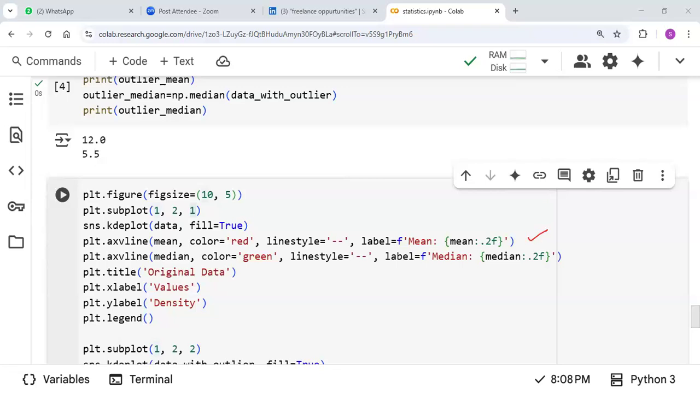Similarly, I'm also displaying another vertical line to represent the median in that particular distribution. I'm showing it in green, the line style is dashed, and I'm displaying the label as median. I'm giving the median value, which is the variable name, with two floating point representation. I'm displaying the original data, so the first plot is the original data, the X label is value, and the Y label is density.